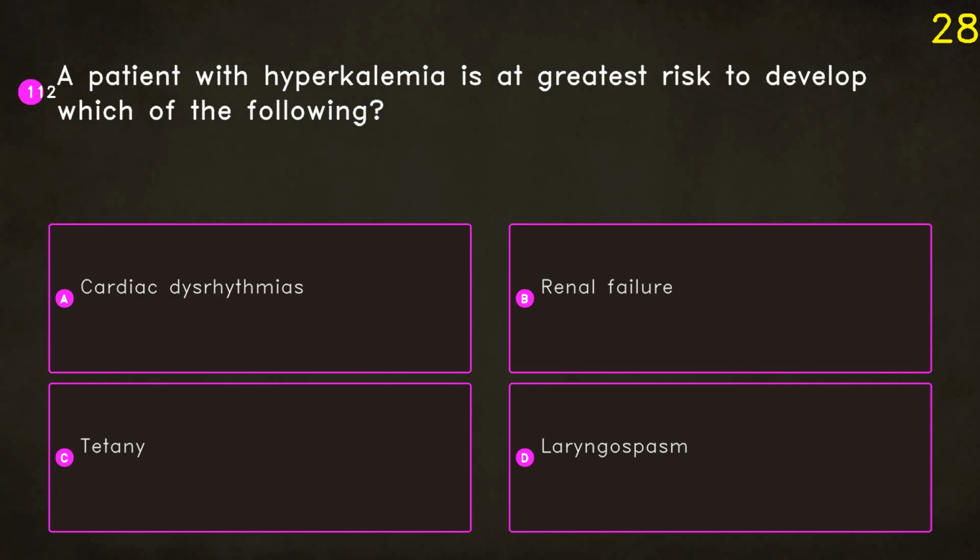Question 112. A patient with hyperkalemia is at greatest risk to develop which of the following? A. Cardiac dysrhythmias, B. Renal failure, C. Tetany, D. Laryngospasm.